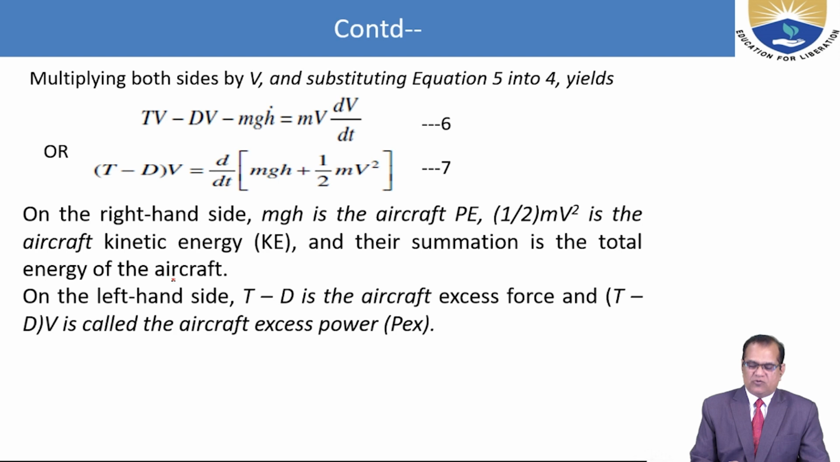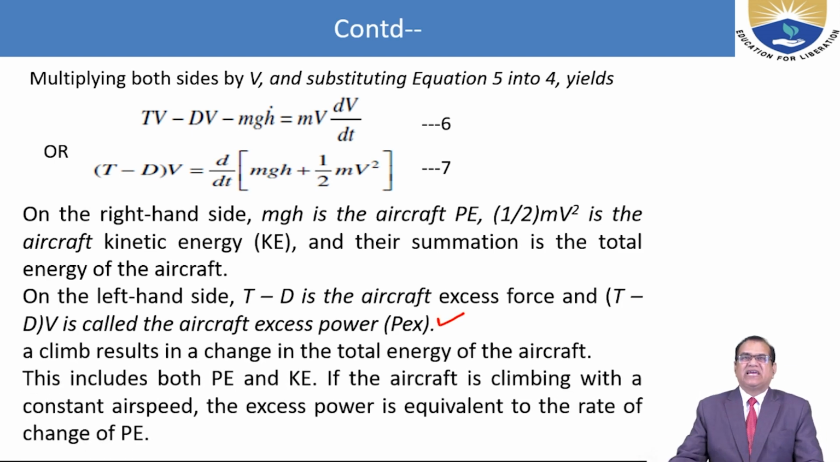On the left hand side, we have T minus D, the aircraft excess force, and (T minus D) into V is called the excess power. So we can see that a climb results in a change in the total energy of the aircraft. This includes both potential energy and the kinetic energy. If the aircraft is climbing with a constant airspeed, the excess power is equivalent to the rate of change of potential energy.